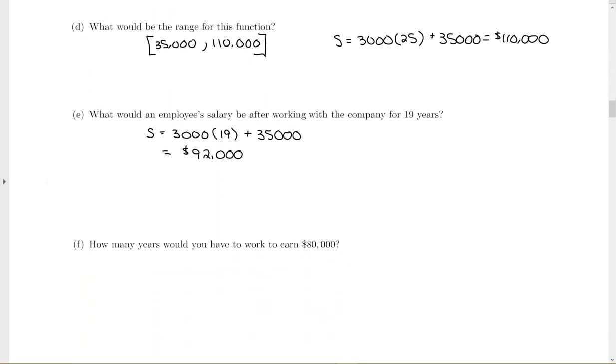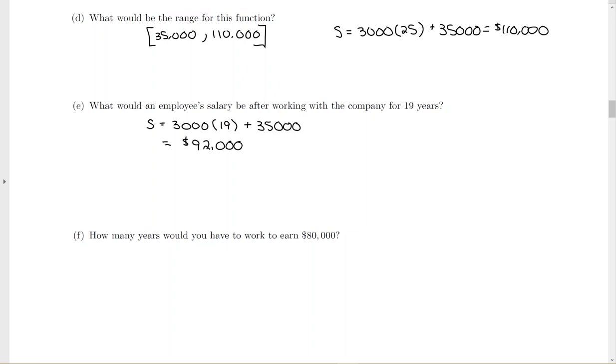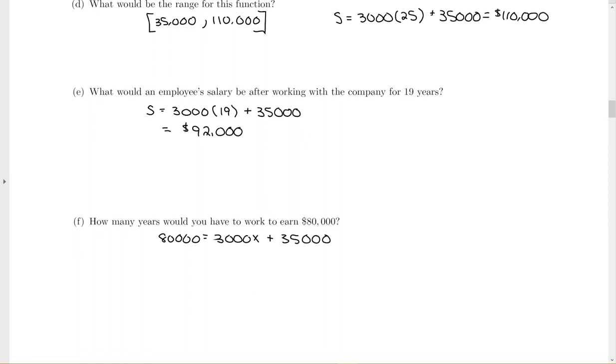How many years would you have to work to earn a salary of $80,000? So now we're looking for X in our equation, and we're given the S. So 80,000 equals our 3,000 X plus 35,000. I know my number is going to be less than 19 because at 19 years I was making 92,000. So it's got to be less. My X is going to have to be less than 19 years.